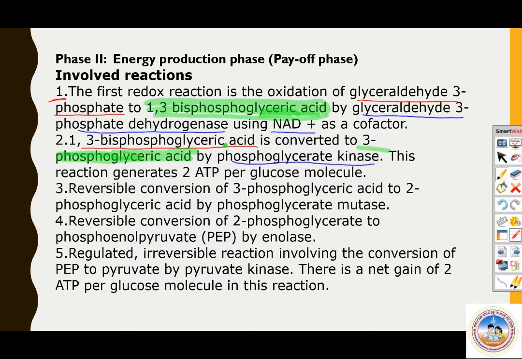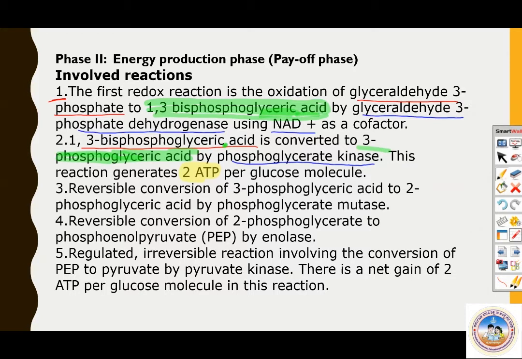Okay, so this reaction is very important. Very importantly, you have 2 ATP produced. What is produced? 2 ATP is produced. Am I clear to you? As per the glucose molecule. Am I clear to you? 1,3-bisphosphoglyceric acid is getting converted into 3-phosphoglyceric acid by the enzyme phosphoglycerate kinase, where 2 ATPs are produced. Am I clear? Moving ahead.